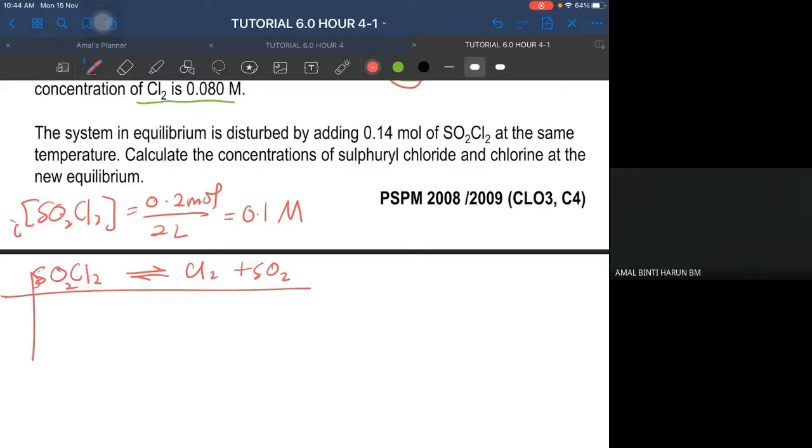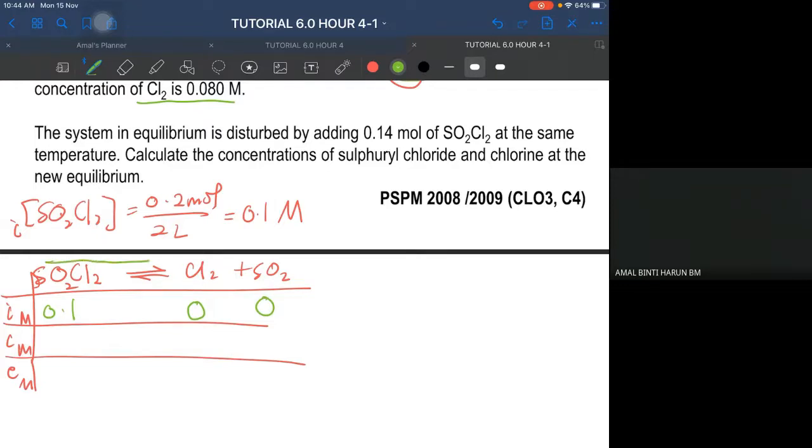So initially I stable in form of molarity, change molarity, equilibrium pun molarity. Okay, initially is 0.1 molar. Ini belum wujud. So reactant akan berkurang sebab they shift to the right. So the reactant will reduce by X, increase by X, increase by X. 0.1 minus X, X, X.